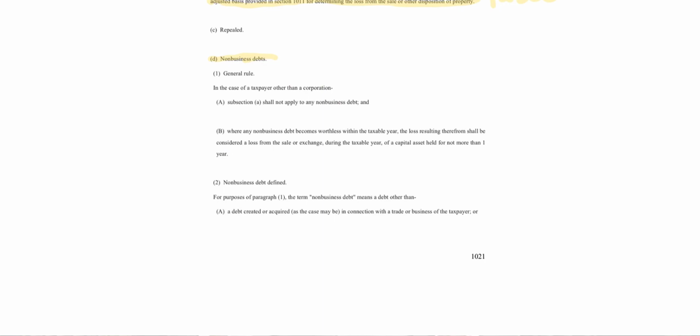So this is kind of hard to understand, but what it's saying is that the general rule of subsection A does not apply to non-business debts, and then you apply this rule, where any non-business debt becomes worthless. That means entirely worthless. Within the taxable year, the loss resulting therefrom shall be considered a loss from the sale or exchange during the year of a capital asset held for not more than 1 year. So that means a short-term capital loss. That's what that means, STCL, short-term capital loss.